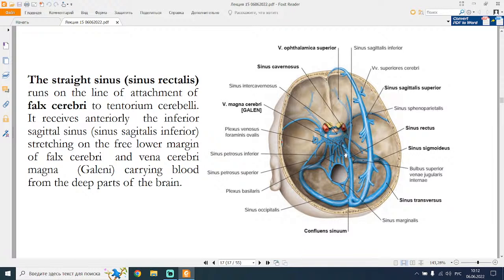Here you see the vena magna cerebri. This is sinus rectus, and sinus sagittalis inferior, and vena cerebri magna, carrying blood from the deep part of the brain. This is the plexus venosus, draining into sinus rectus. This is sinus sagittalis inferior, draining into sinus rectus.